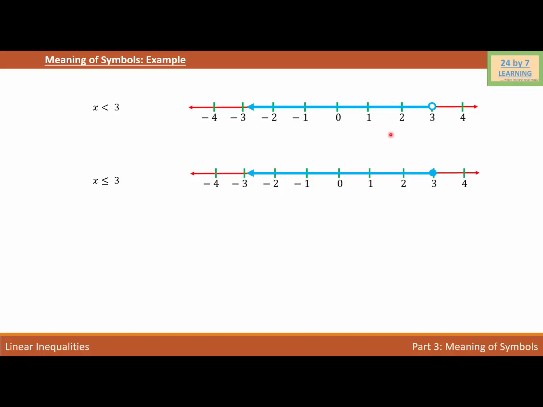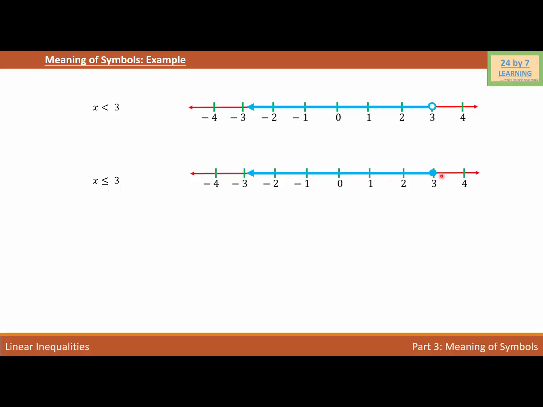Now if you compare these two inequalities, you will see that every value for these two inequalities is common except this point 3, because for the first inequality 3 is not part of that inequality because the end value is not included. But in the second inequality, the end value is included.